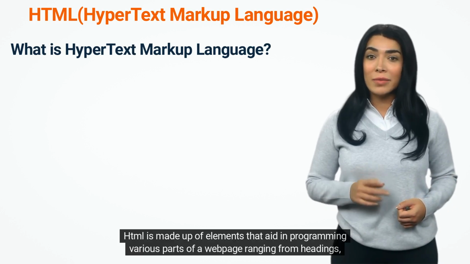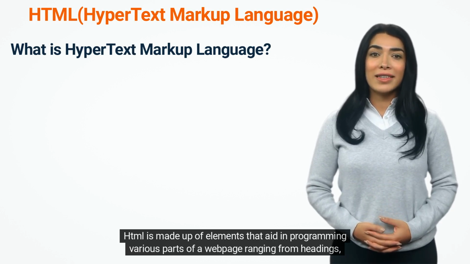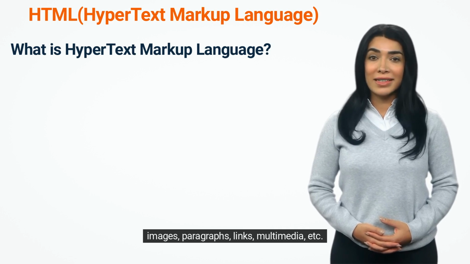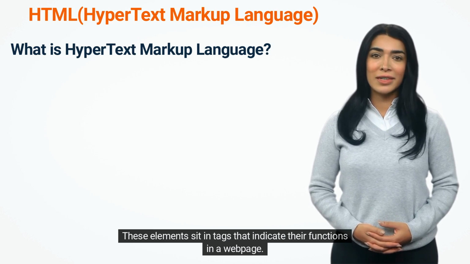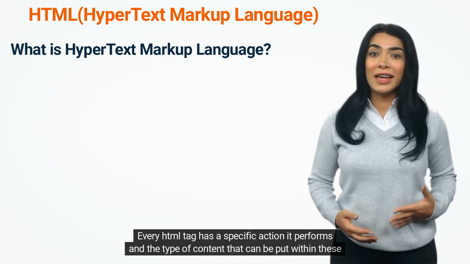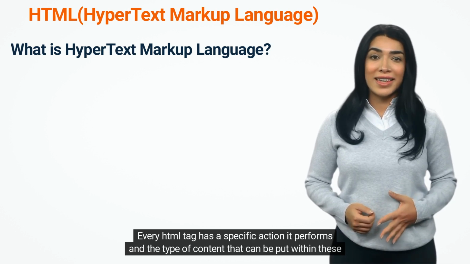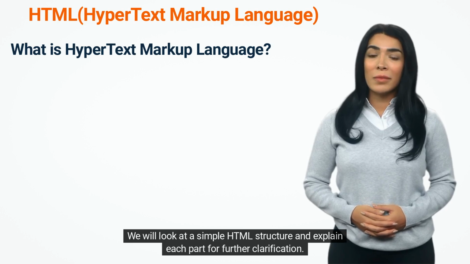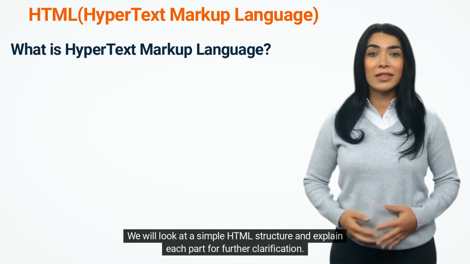HTML is made up of elements that aid in programming various parts of a web page ranging from headings, images, paragraphs, links, multimedia, etc. These elements sit in tags that indicate their functions in a web page. Every HTML tag has a specific action it performs and the type of content that can be put within these tags. We will look at a simple HTML structure and explain each part for further clarification.